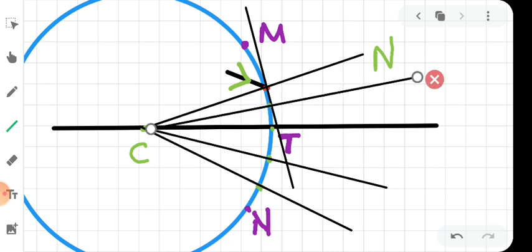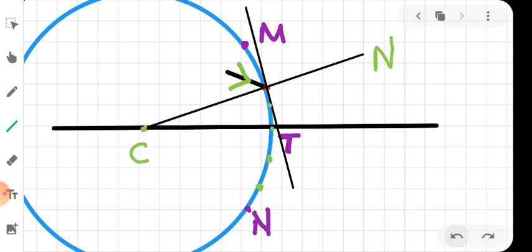Let me draw a few examples. These are the normals at various points of incidence, and they all pass through the center of curvature. So let me just erase the rest and focus on our first case.